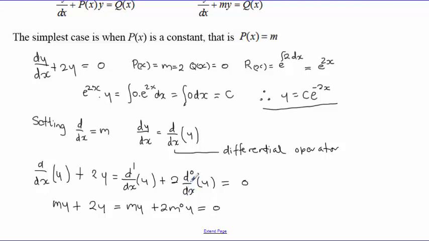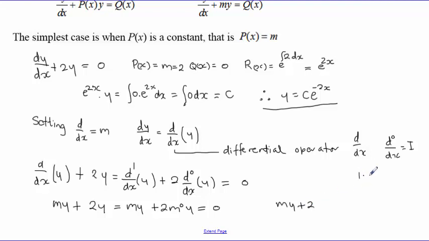What we have here, we have y not differentiated. So in other words, if we take d/dx as a differential operator, d/dx of order 0 is the same thing as the identity operator. In this case, you don't actually change y, you just leave y as it is. So this equation can be written as (m + 2)y.